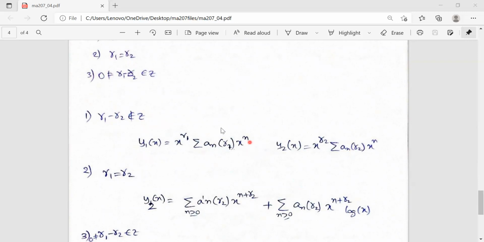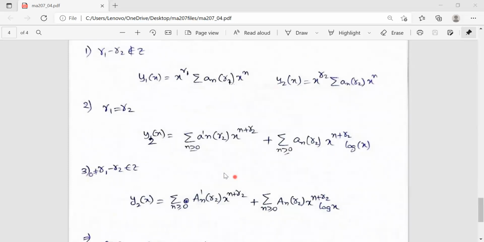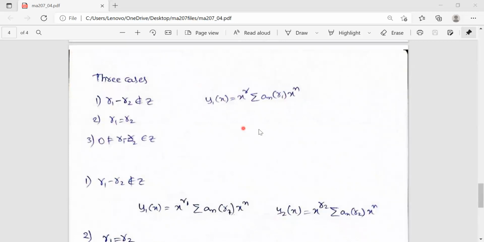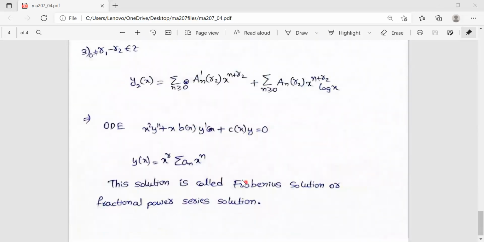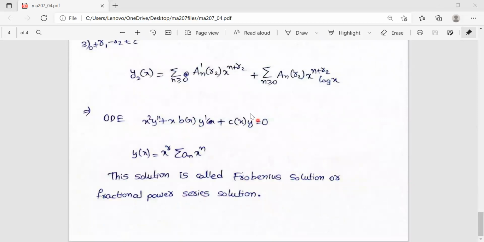If the difference is not an integer, we will get two solutions like this. If both are equal, the second solution will look like this, and the first solution we already got. If r1 minus r2 is an integer, then the second solution will look like this, which contains two terms. For the Cauchy-Euler equation it is this, and we got the solution like this. This solution is known as the Frobenius solution or fractional power series solution.